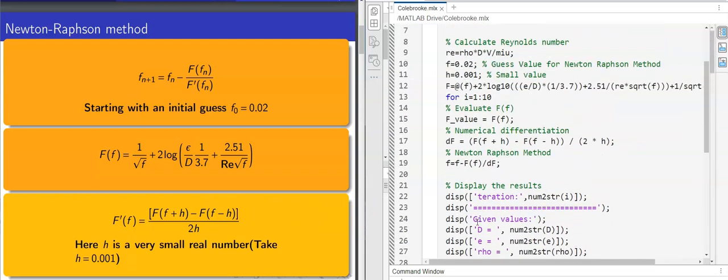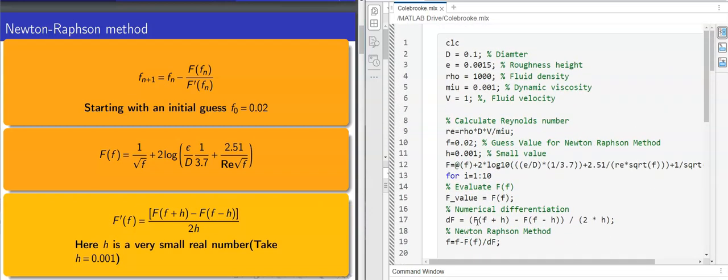Now coming to the MATLAB code. Here CLC means clear screen, and then I am giving all this data. D is equal to 0.1, that is the diameter. E is 0.0015, the roughness height, then rho, mu and velocity. Then first calculate the Reynolds number, because the Reynolds number is there in that equation. So Re is equal to rho dV by mu, and then for the Newton-Raphson method we need a guess value. The guess value here is 0.02.